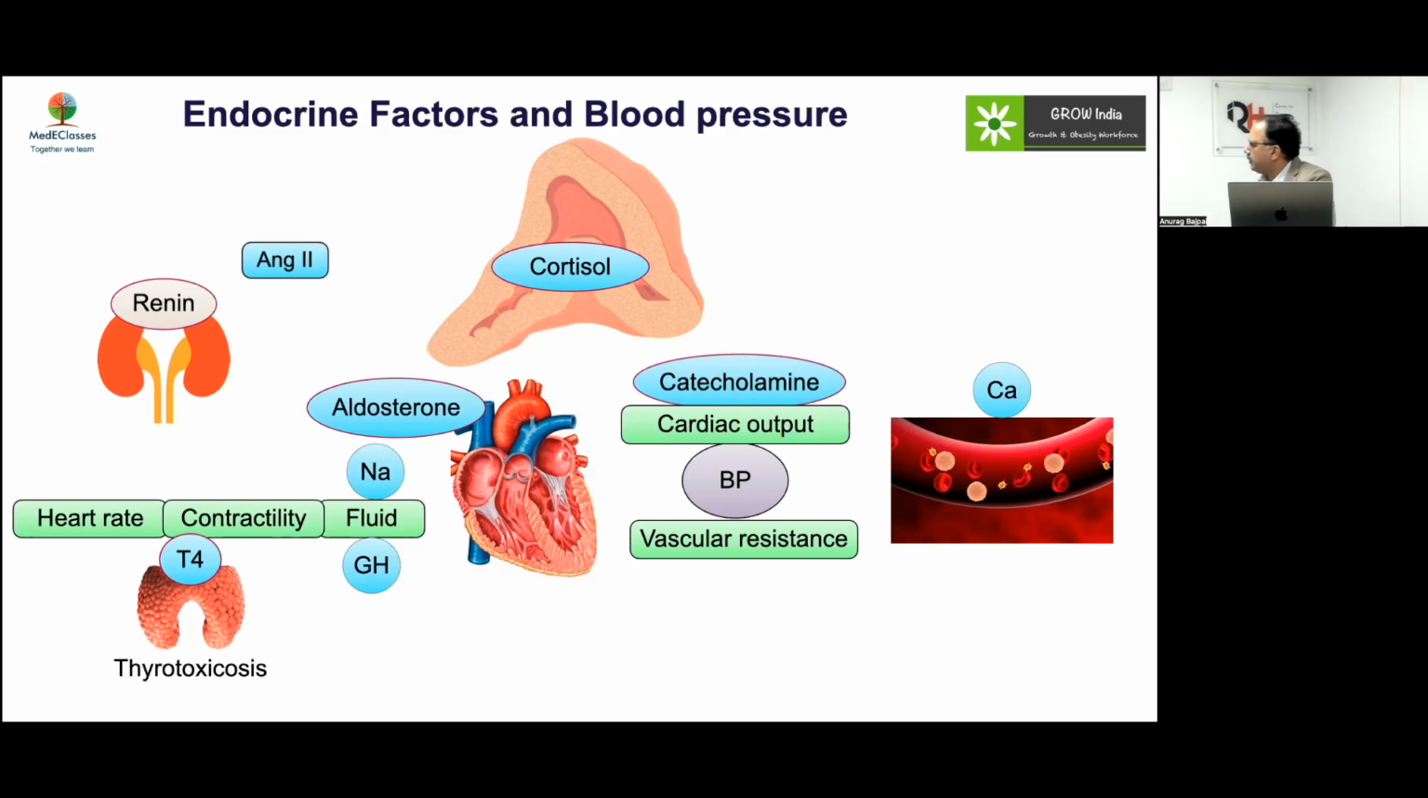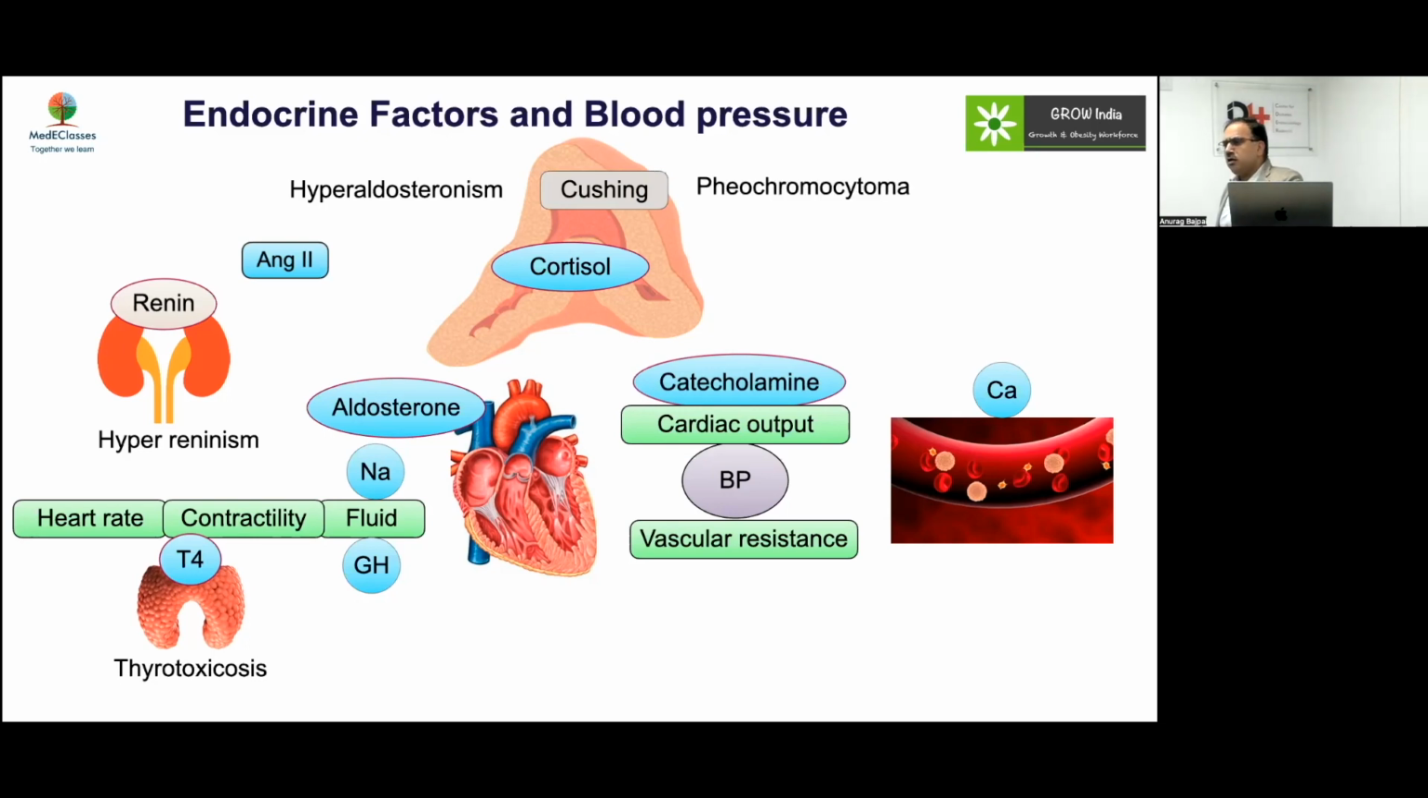and disorders there could cause what we can say, quote unquote, endocrine hypertension. So we all are aware about thyrotoxicosis, increased renin state, which can cause that, hyperaldosteronism, which can be primary or secondary, Cushing syndrome or cortisol excess, excessive catecholamine production like pheochromocytoma, of course, will cause that. And we also know that hypercalcemia and hyperparathyroidism and growth hormone excess can also cause this. So a large number of endocrine disorders are important factors as far as hypertension is concerned.